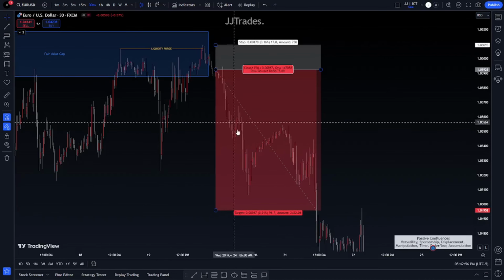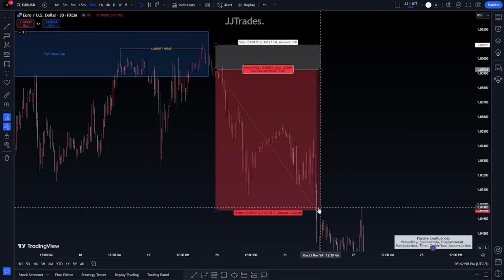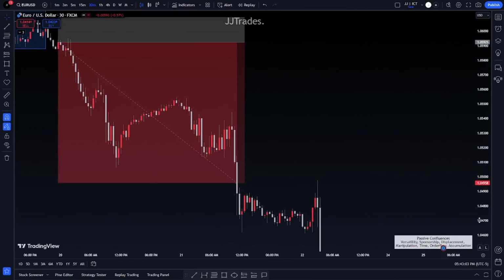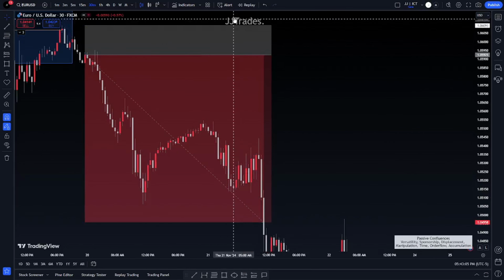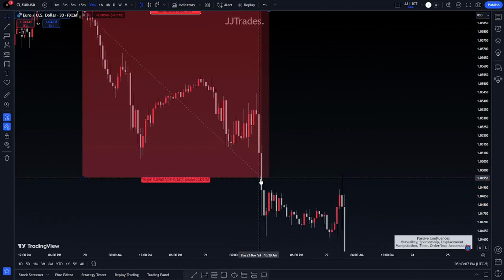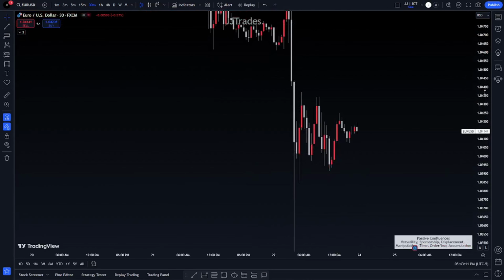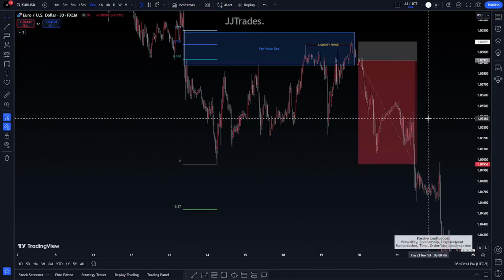Bang, right there. Crazy. You see that? That's how you take an A+ trade. Your boy JJTrades got you with the trades, man. Right there, on the dot. Then it keeps dropping afterwards. Very, very cool. But yeah, that's optimal trade entry.